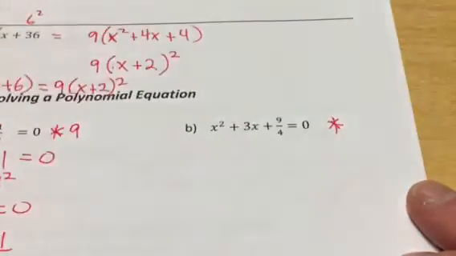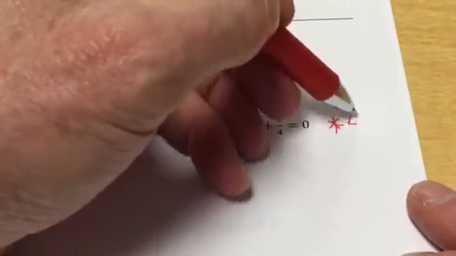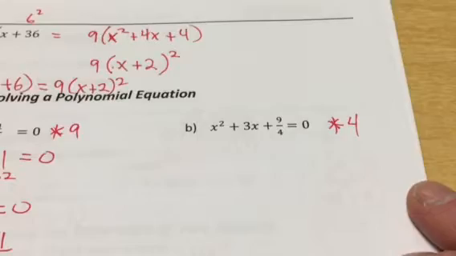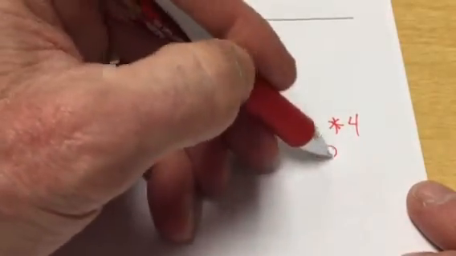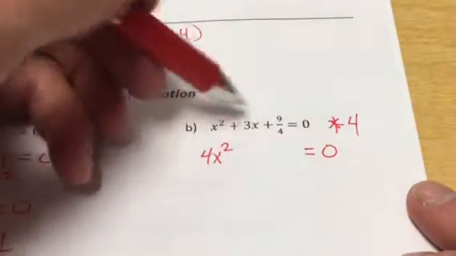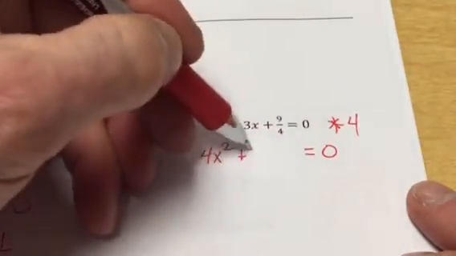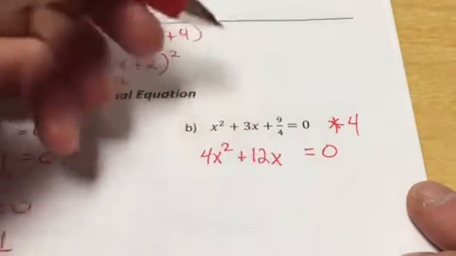All right, so looking over here at B, what should we multiply by? Well, let's multiply by the common denominator. Well, there's only one fraction with a denominator, so let's multiply by 4. And again, 0 times 4 is still 0. We're going to end up with 4x squared. And 3 times 4 is 12, so 12x.